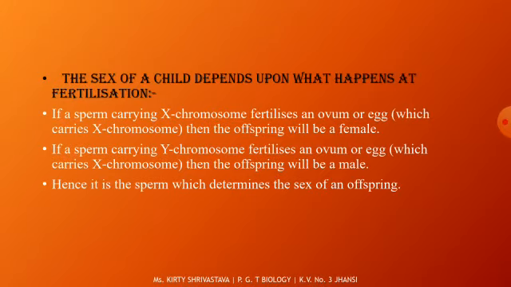Now, the sex of the child depends upon what happens at the time of fertilization. If a sperm carrying X chromosome fertilizes an ovum or egg, which always carries X chromosome, the resulting offspring will be a female. Whereas, if the sperm carrying Y chromosome fertilizes an egg or ovum which always carries an X chromosome, the resulting offspring will be a male. Hence, it is the sperm from the male which determines the sex of an offspring.